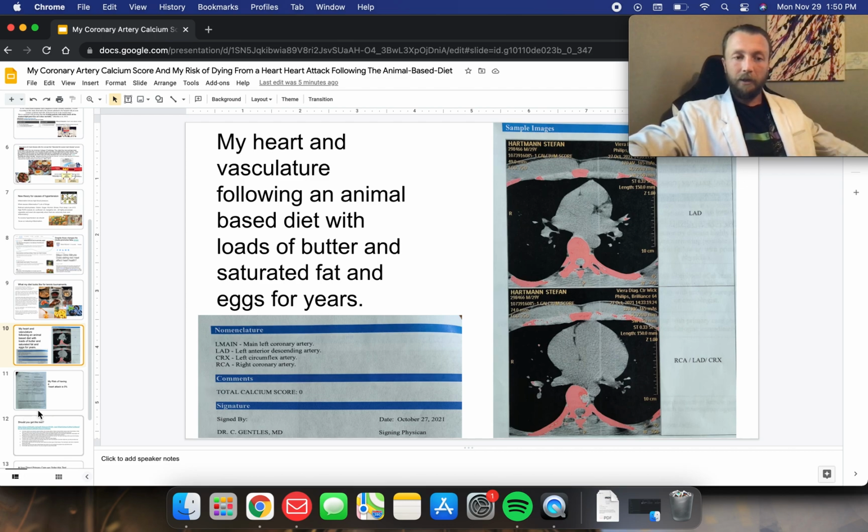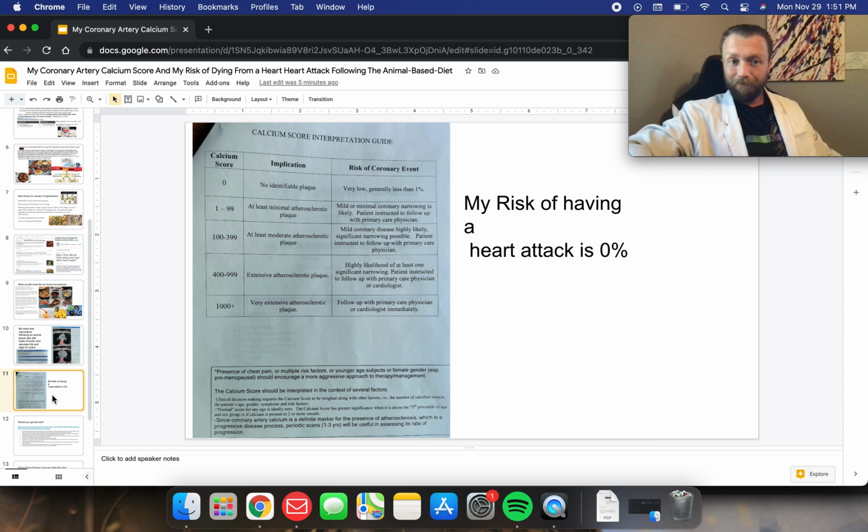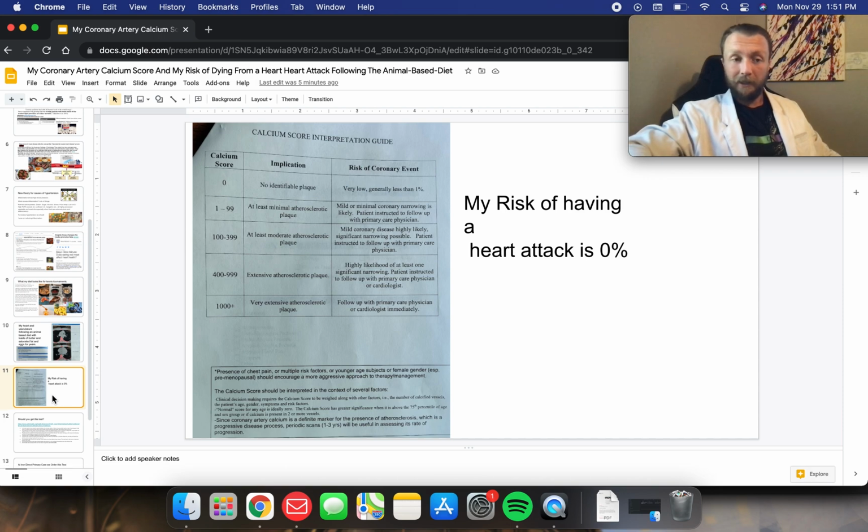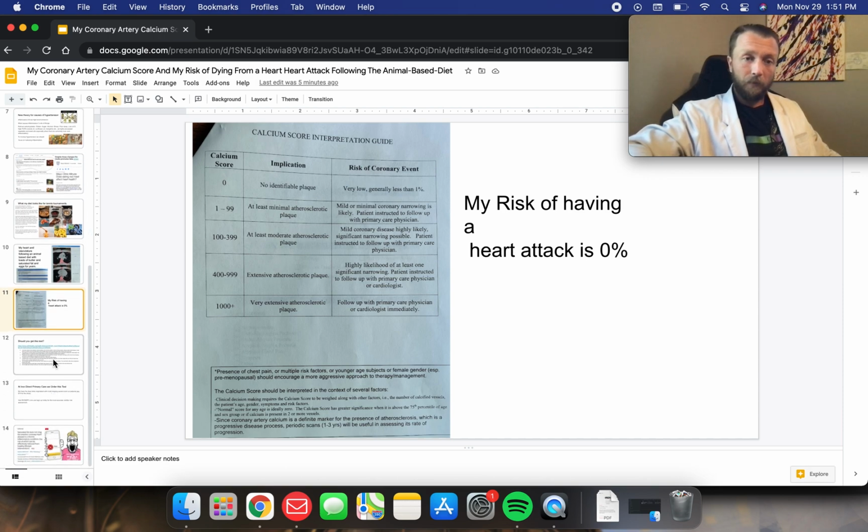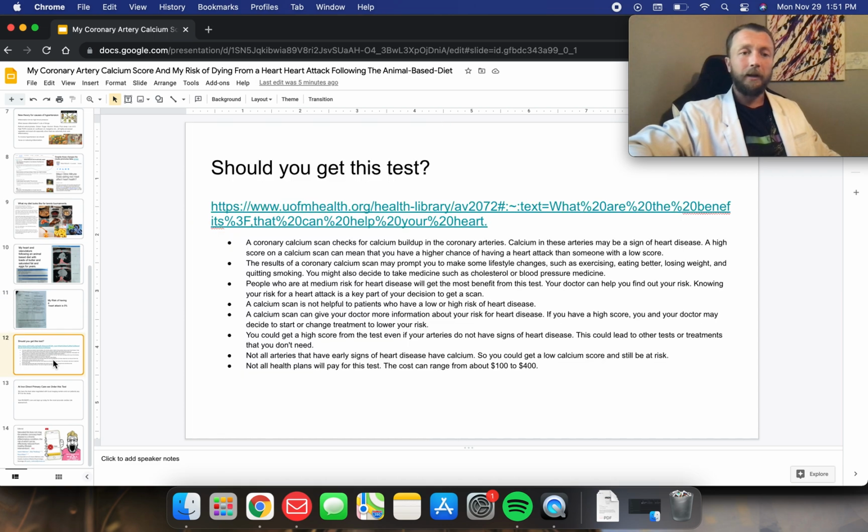Negativo. No plaque in my arteries. Here's my heart. You can see there's no calcium shining in the light of the imaging. My score is zero. I have no risk of having a heart attack. Which you think, oh, you're just 30. You're not going to have a heart attack.